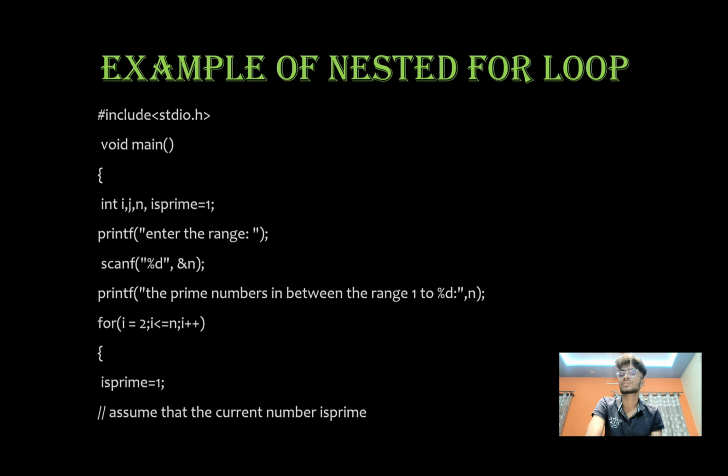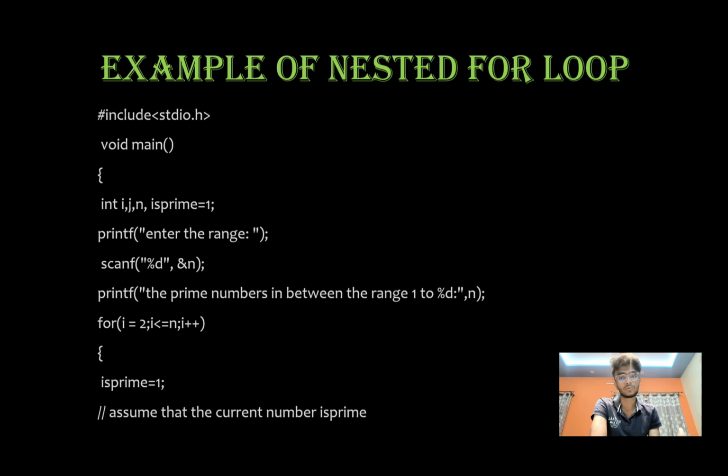First we have the print statement, printf "enter the range", and scanf("%d", &n). So we have to enter what range of numbers I want. I am taking right now 1 to 10 as the range of numbers, so I am going to give n value as 10. After that we have another print statement which states the prime numbers in between the range 1 to %d, which is 1 to 10, and after that we have our first or outer loop.